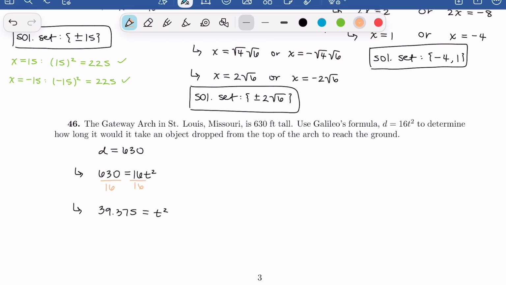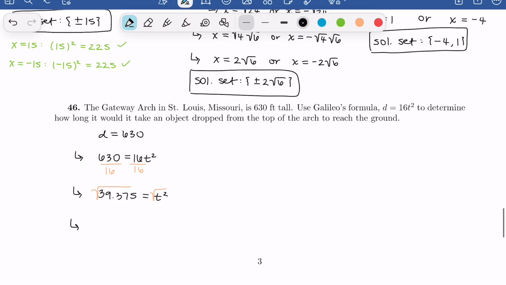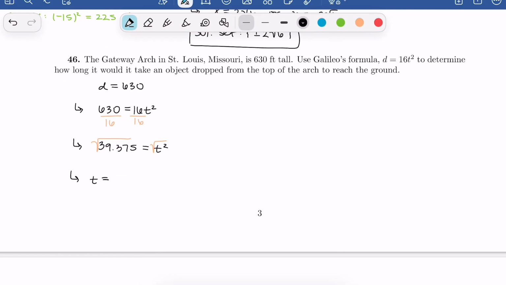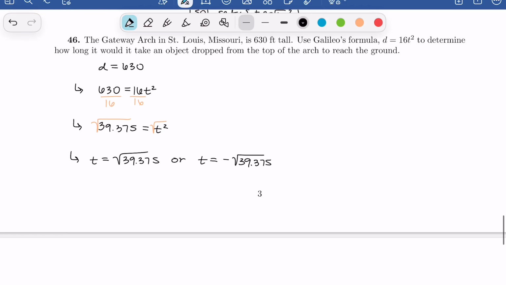Now that I have my equation of this form, I can use the square root property to get t completely alone, but we know that when we do that, we're going to end up with two solutions. So I'm going to have t is equal to the square root of 39.375, or t is equal to negative square root of 39.375. Now, in this case, we can go ahead and actually plug this into our calculator here. We're going to get that t is equal to approximately 6.3, or t is equal to approximately negative 6.3. So these are our two solutions here.